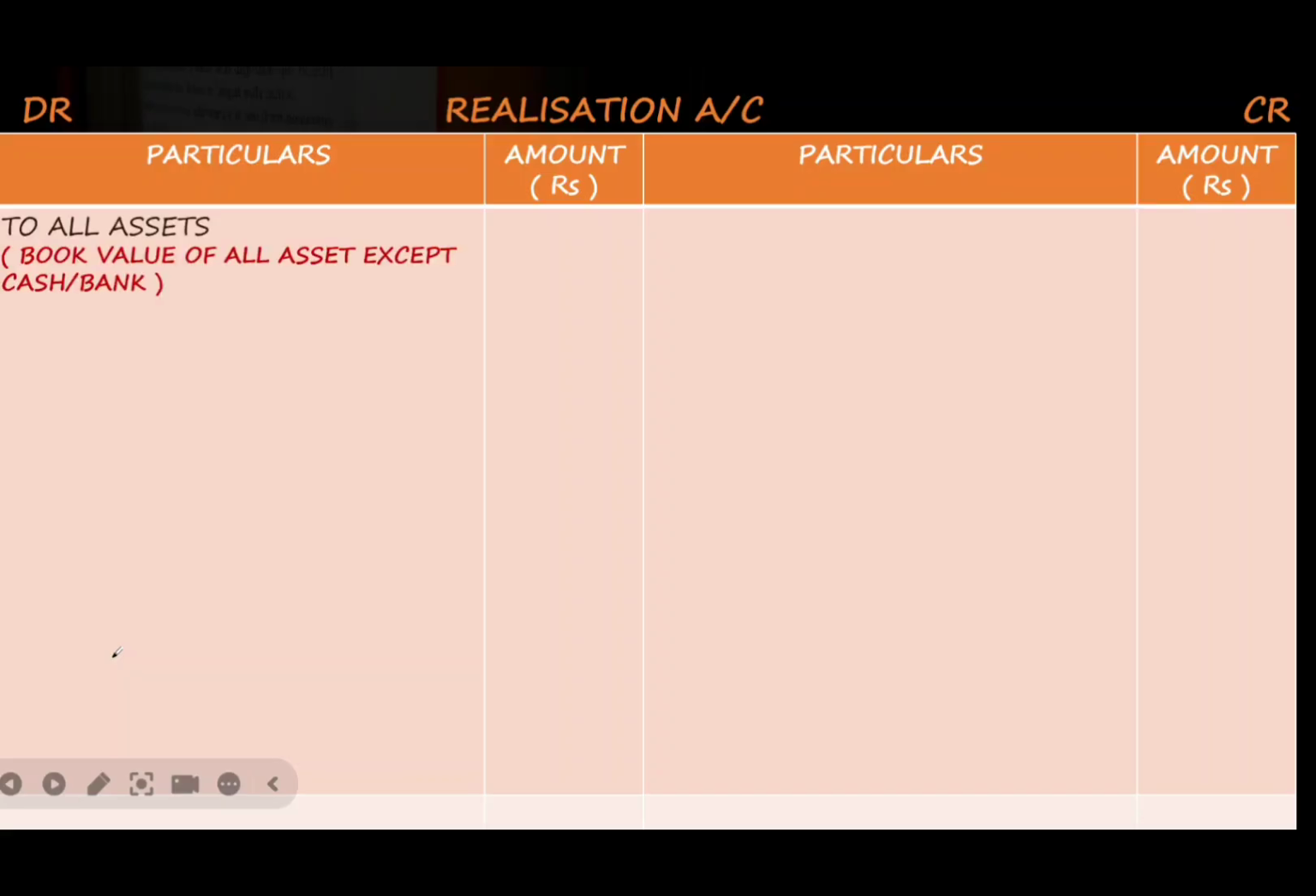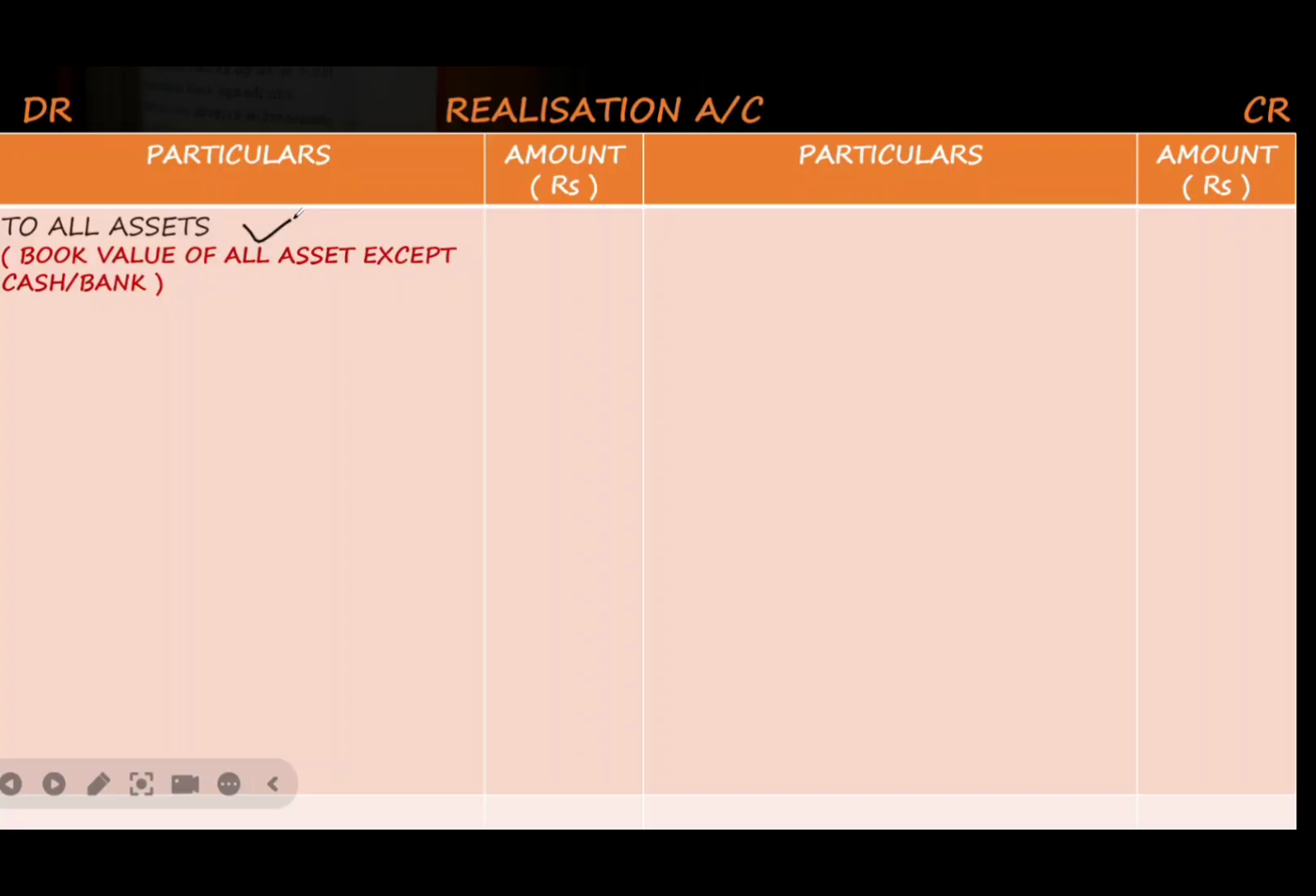Here first we have to bring down entries from the balance sheet, as I have already shown the assets and the liabilities. On the debit side, first we have to bring down all the assets except the cash or bank. All the assets we had seen, like machinery, vehicle, plant, buildings, land, debtors, stock. All the assets have to be entered on the debit side to see the value of the assets at the time of the dissolution, so that we can close the assets.